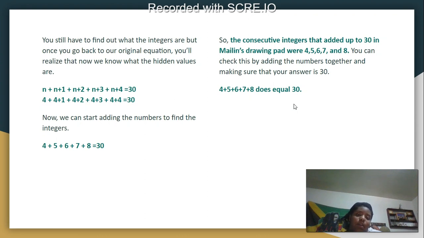So the consecutive integers that added up to 30 in Malin's drawing pad were 4, 5, 6, 7, and 8. You can check this by adding the numbers together and making sure that your answer is 30. And 4 plus 5 plus 6 plus 7 plus 8 does equal 30.